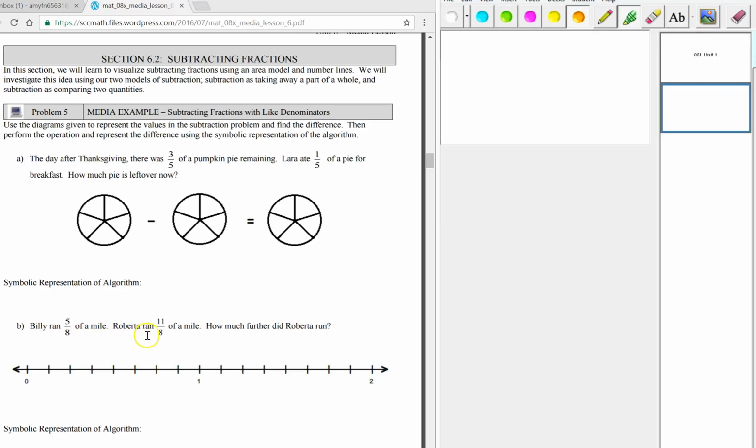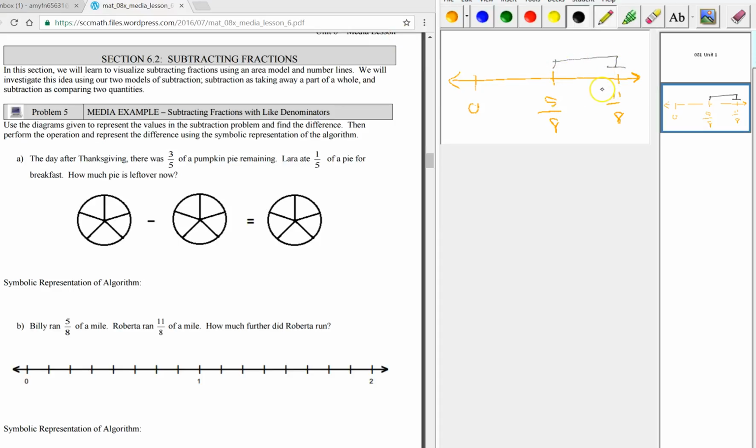Billy ran 5/8, Roberta ran 11/8. How much further did Roberta run? And this one in context, it's really more intuitive. Okay, I'm just going to write these here instead of actually counting them out. So if we thought of this as takeaway, starting at 11/8, we could count down 5/8. That would be 6/8. Okay, but this is really a comparison problem where we want to look at the difference.